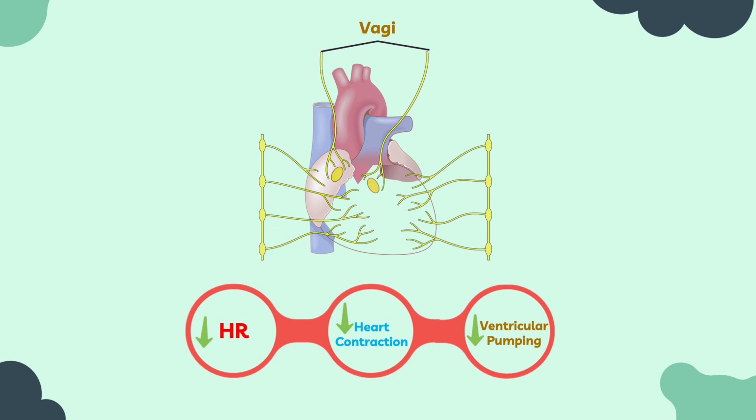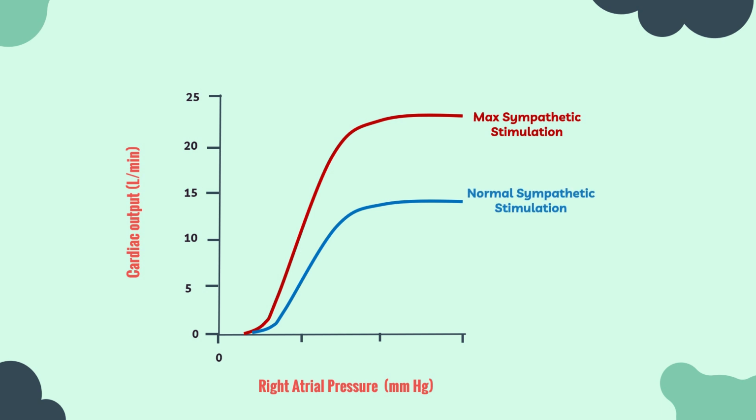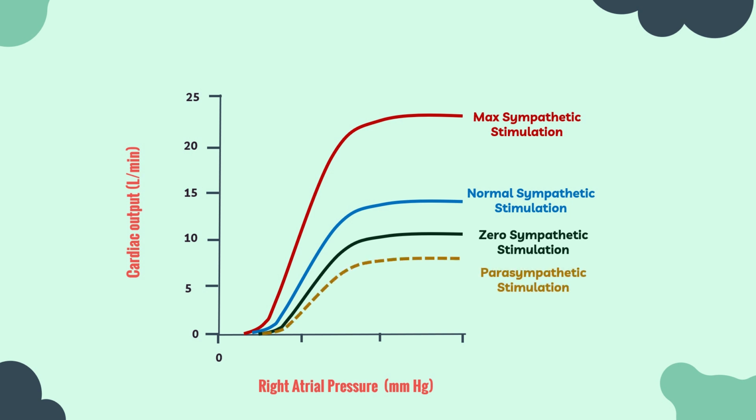Now let's discuss the effect of sympathetic or parasympathetic stimulation on a cardiac function curve. There are 4 cardiac function curves. This curve is for maximum sympathetic stimulation. This curve is for normal sympathetic stimulation. This curve is for zero sympathetic stimulation. This curve is for parasympathetic stimulation.